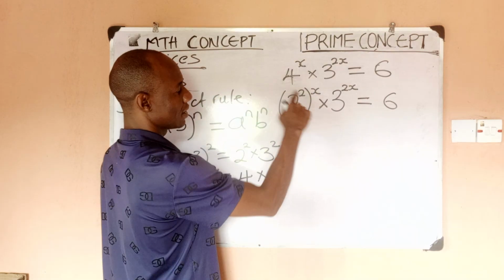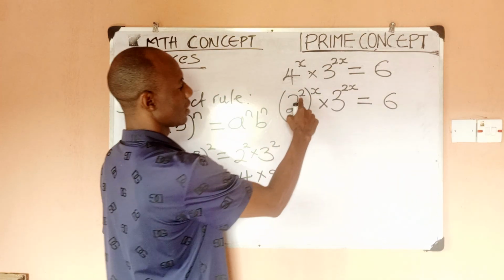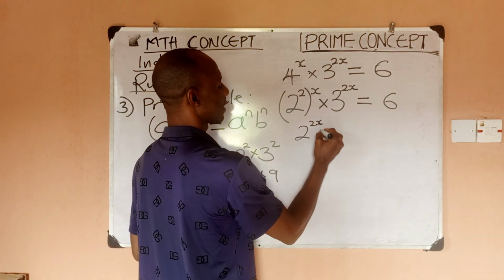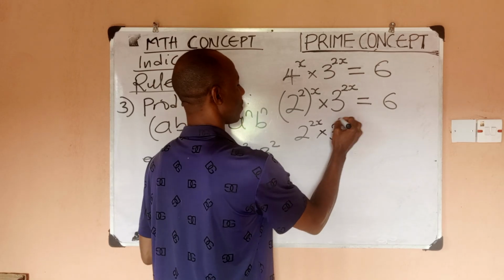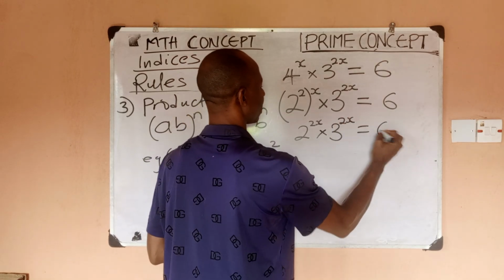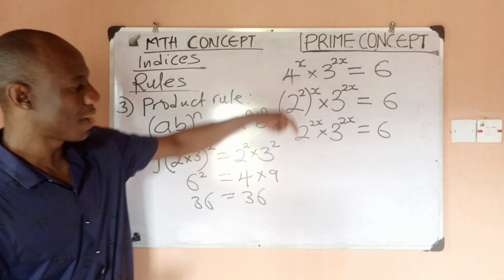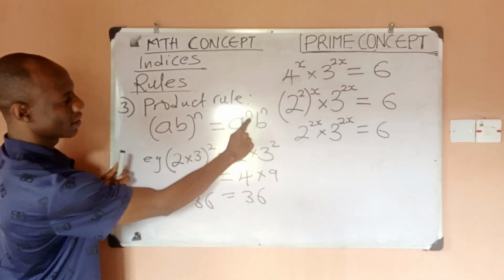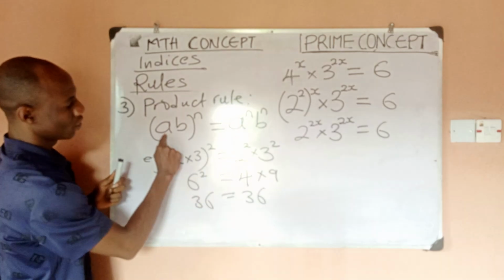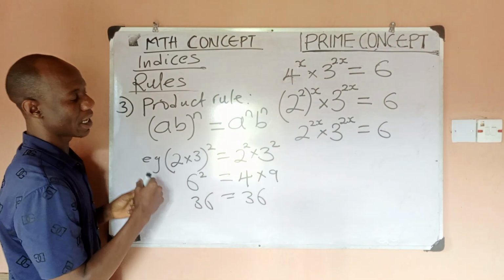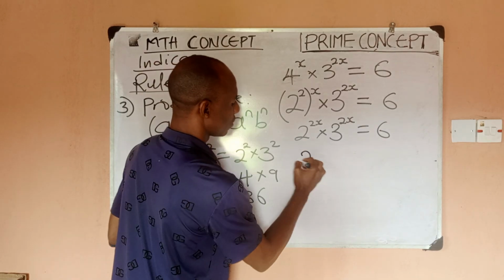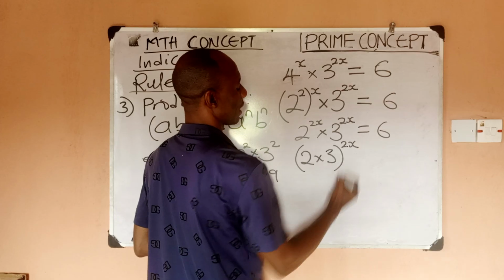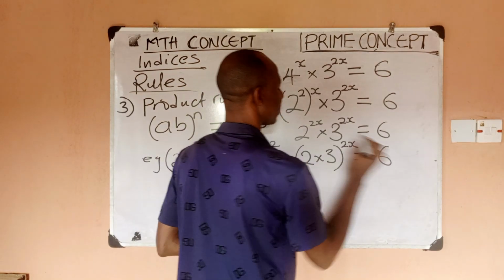Now, when you multiply, this is a rule which I will mention after this. So this times this will give us 2x. So I have 2 raised to power 2x times 3 raised to power what? 2x equals 6. Now, what are you observing? We have common powers, just like in this case. So if they have common powers, what do you do? You can multiply both of them and bring the power out. So I would have 2 times 3, I can multiply, then bring the common power out, which is 2x. Then this I would equate to 6.